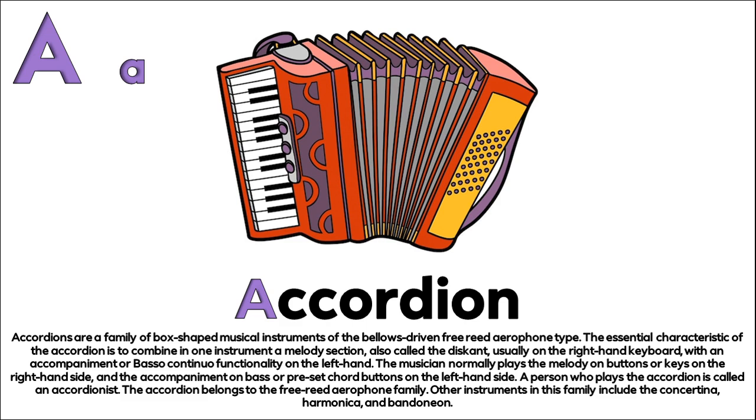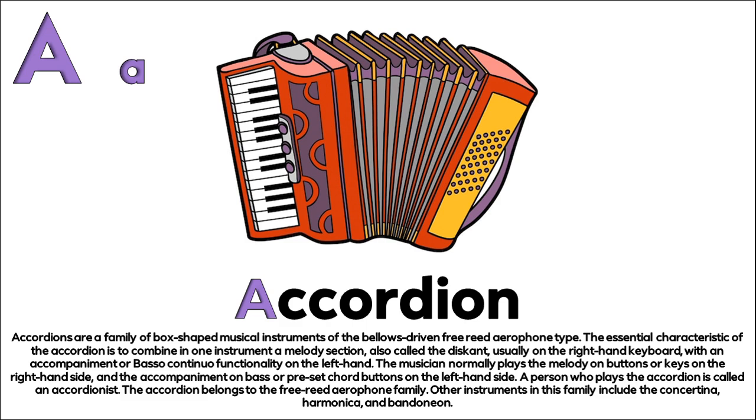A. Accordion. Accordions are a family of box-shaped musical instruments of the bellows-driven free-reed aerophone type. The essential characteristic of the accordion is to combine in one instrument a melody section, also called the discant, usually on the right-hand keyboard, with an accompaniment or basso continuo functionality on the left hand.